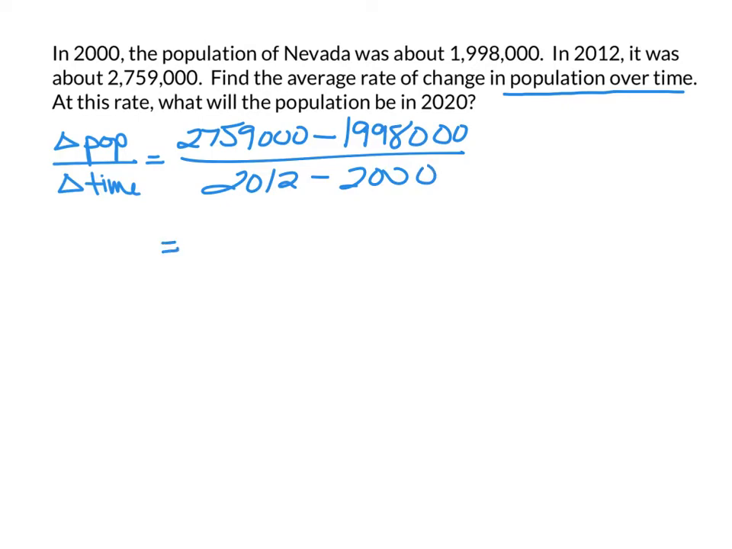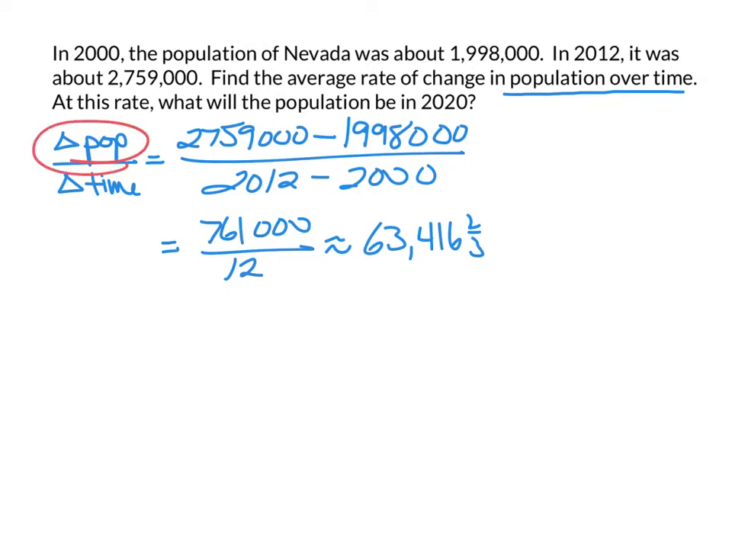Now, when we calculate this, the difference in the numerator would be 761,000 over 12 years, which ends up being about 63,416 and 2/3. Now remember, there are units involved here. Right? When we're talking about rate of change, we do have some units. And how do we measure population? In people. How are we measuring time in this problem? In years. So this is saying that the population in Nevada is adding 63,000 people every year.